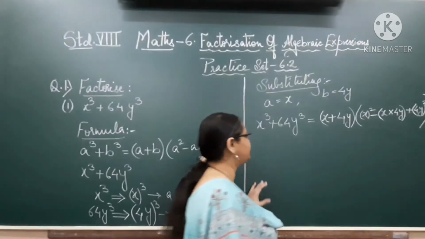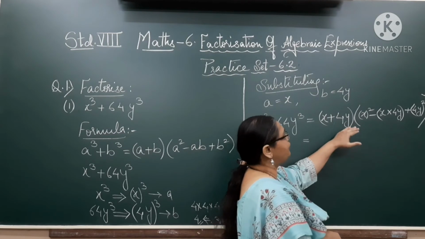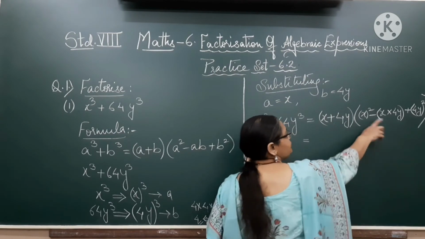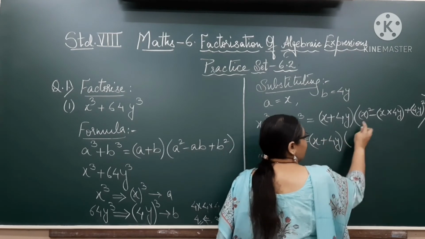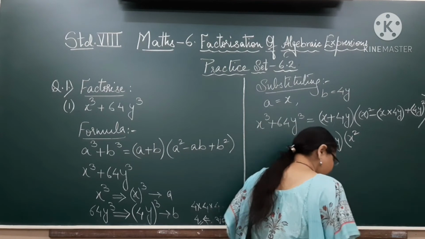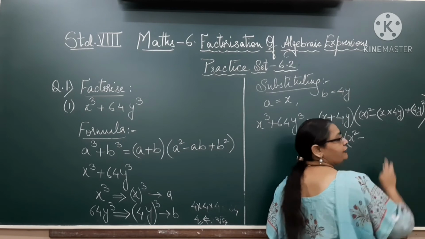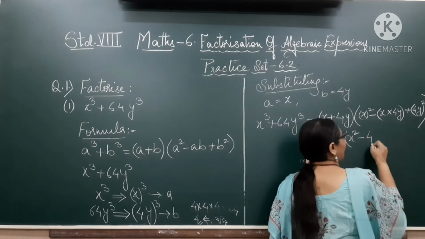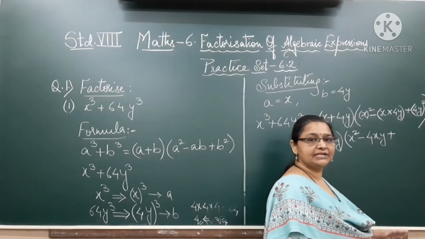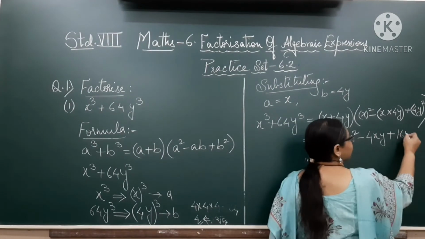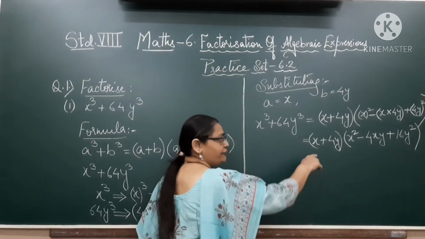We are going to simplify this. Let us do it. Here x plus 4y into x square. So let me remove those brackets first. x plus 4y into x square minus, x into 4y is 4xy, plus 4y into 4y, 4 fours are 16y square. So it is 16y square. So I have got the two factors.